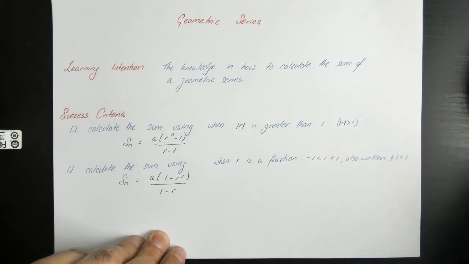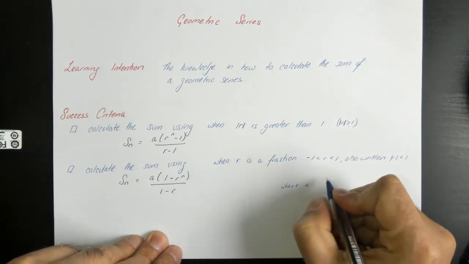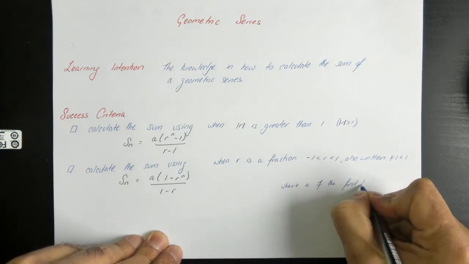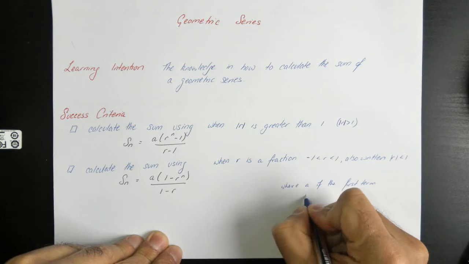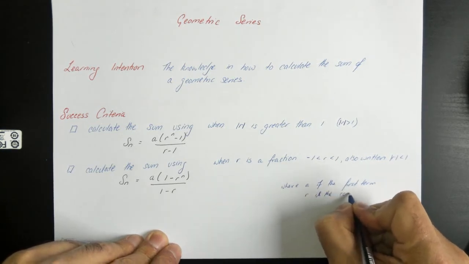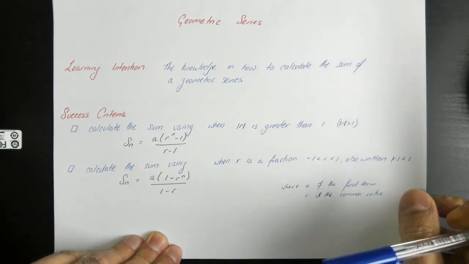Now, I should state where a is the first term and r is the common ratio.